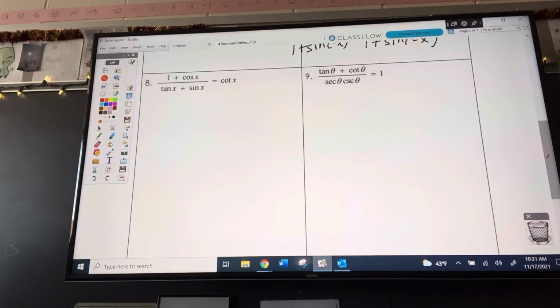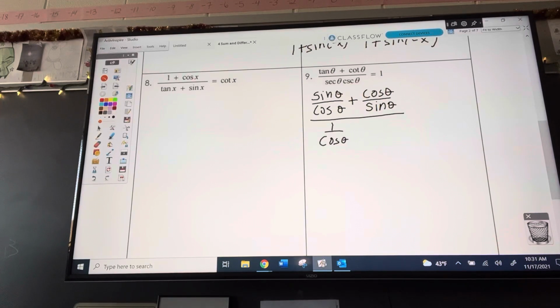And I'm just going to start with rewriting tangent as sine over cosine. And we're using theta. And cotangent is cosine over sine. There's your numerator. Denominator is 1 over cosine times 1 over sine. Equal sign goes on the right.